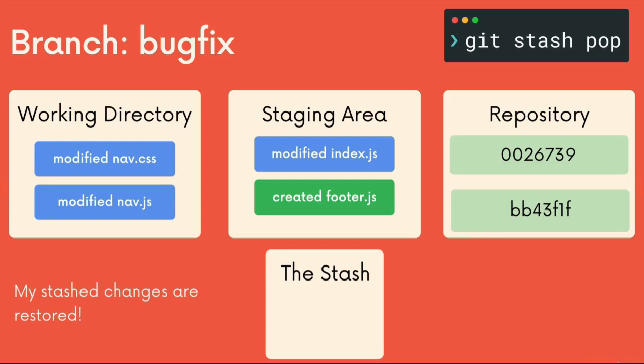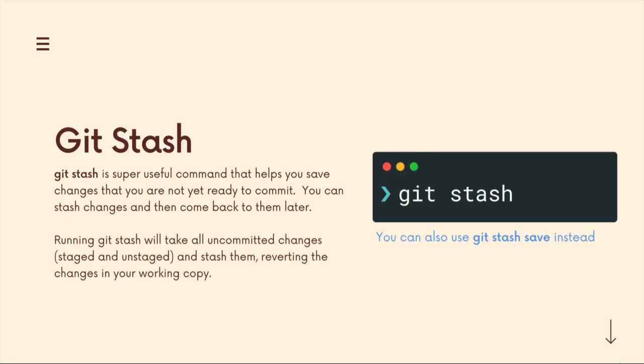So I'm going to demonstrate this in the next video, but those 2 commands, git stash and git stash pop, go hand in hand. Git stash puts stuff in the stash. Git stash pop removes the most recent thing from the stash. All right, so let's try using the git stash command or git stash save in order to add our unstaged and staged changes to the stash.